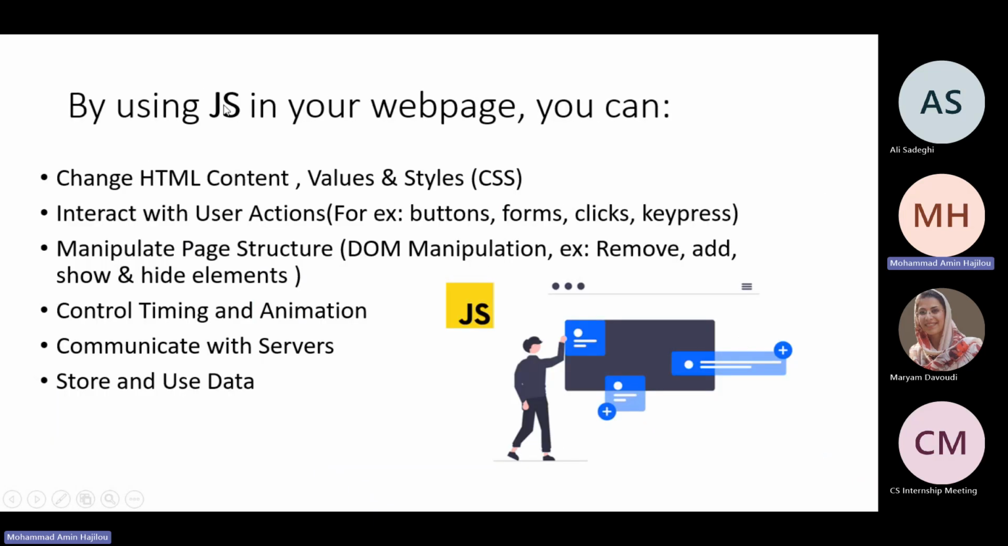By using JavaScript in your page, you can change HTML content, values, and styles. For example, I can change the color, the size, and interact with user actions, for example, buttons, forms, clicks, keypresses. Like what happens if I click this button? And manipulate page structure, which is called DOM manipulation. Example: removing and adding, showing, hiding elements in the page, controlling timing and animations, communicating with the server, storing and using the data.